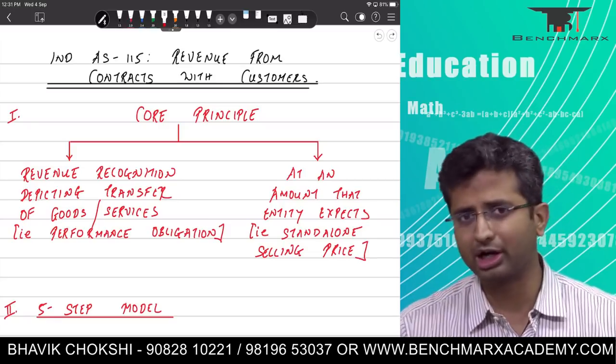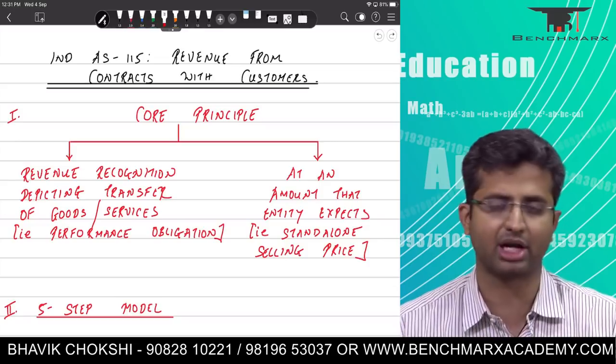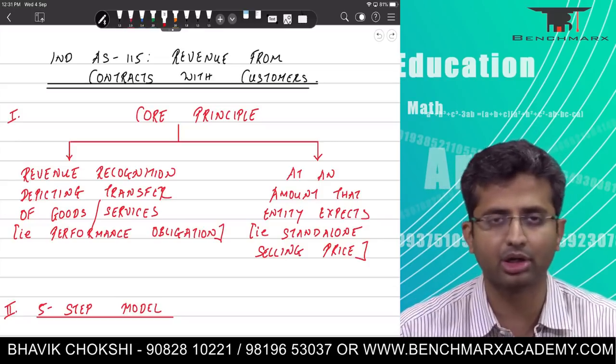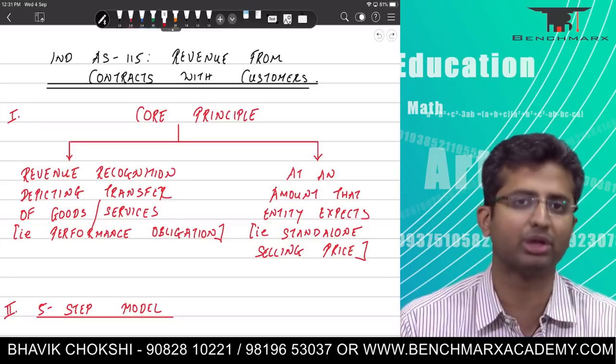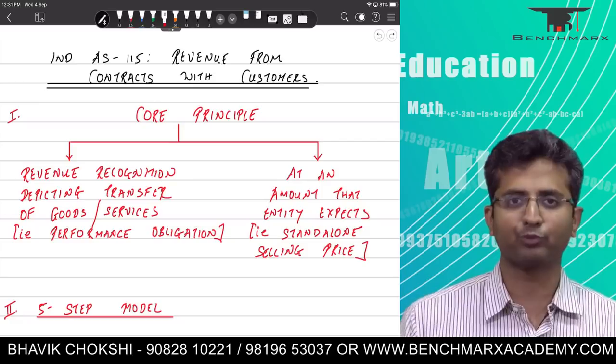What we'll try to do is, in the short span that we can, we'll try to summarize and wrap up the standard, at least on the conceptual side. I'll not be solving sums over here. I'll mainly be taking you through the entire standard in terms of the conceptual framework. Okay, so let's get to it quickly.